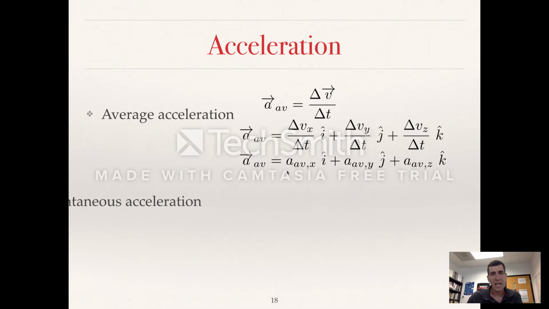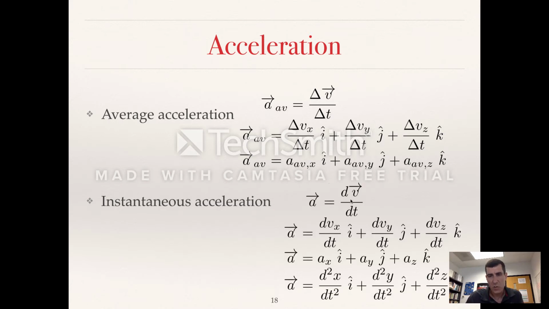Then to get to instantaneous acceleration, just like we did for instantaneous velocity, we imagine taking that time interval and shrinking it smaller and smaller. We take the limit as delta t goes to 0, and once again, that corresponds to a derivative. So instantaneous acceleration is the derivative of the velocity with respect to time, dv dt.